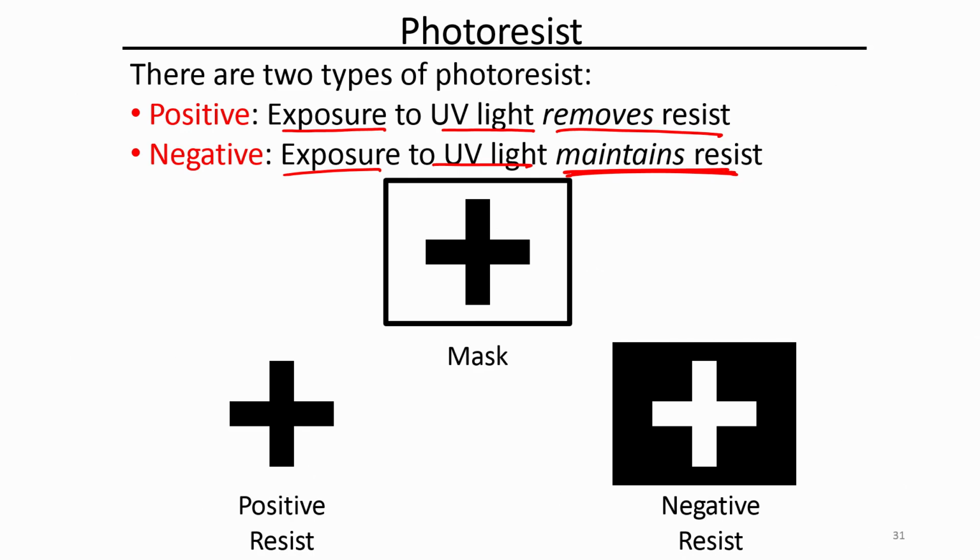So, this is the case: if you have a mask, then if I use positive photoresist, I will obtain this pattern. If I use negative photoresist, I will obtain this particular fashion, if I use the mask which is shown in the schematic here.